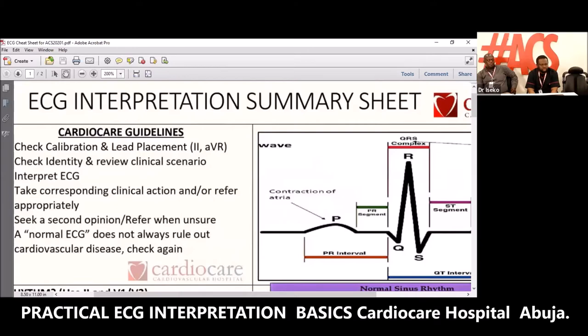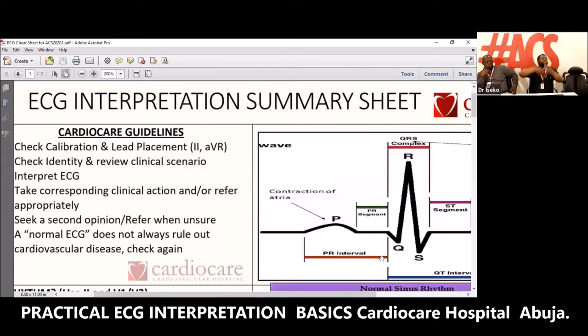placement. And how will you check lead placement to make sure that it is in order? Number one, in lead 2, it should be upright. And in lead AVR, this PQRS wave that you are seeing on the screen before you should be upside down. So it should be upside down in AVR and upright, just the way you are looking at it in lead 2. That will tell you whether you have placed the leads properly.